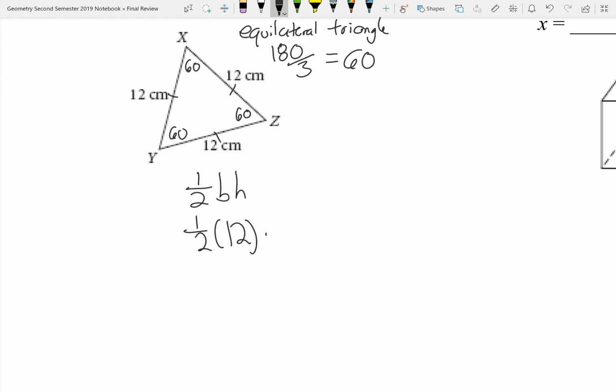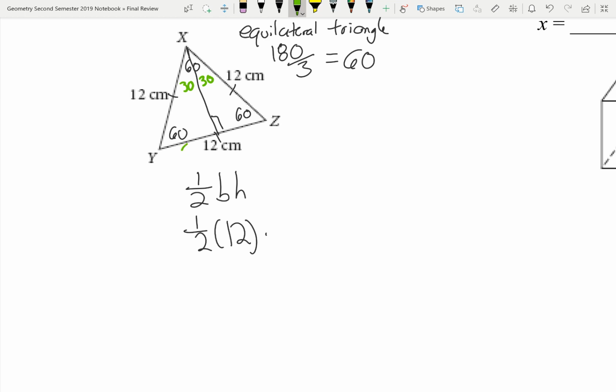Well, let's go ahead and draw in an altitude. That's always going to be perpendicular. Oh, look at that. We have a conjecture that says that if you have an altitude of an equilateral or isosceles triangle, that these are both going to be 30 degrees. So we have a 30, 60, 90 right triangle.